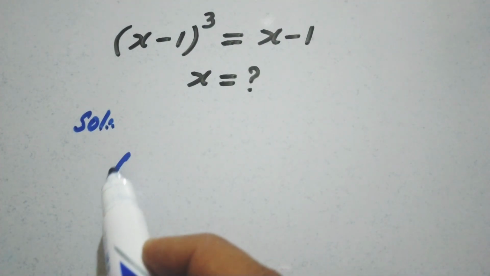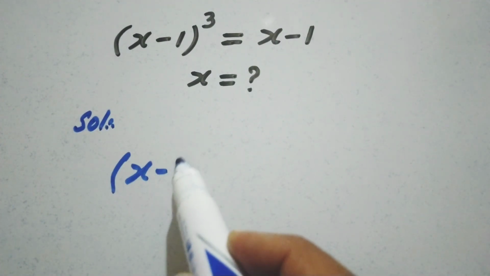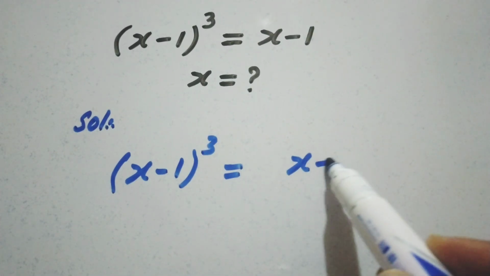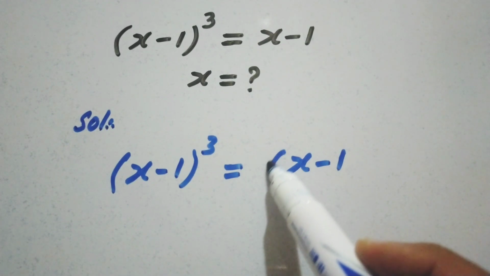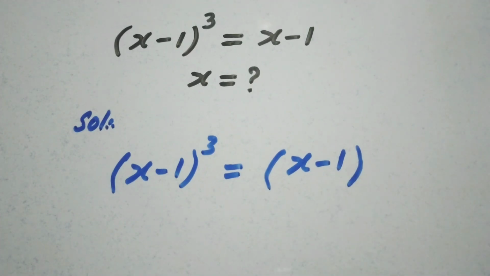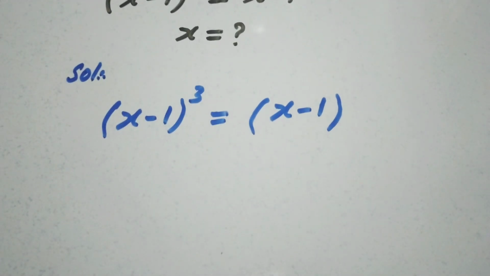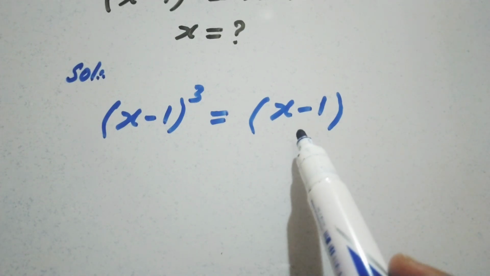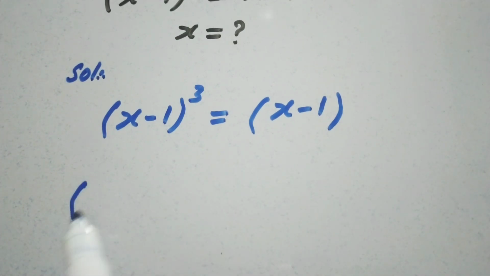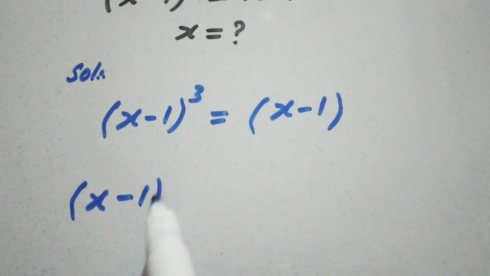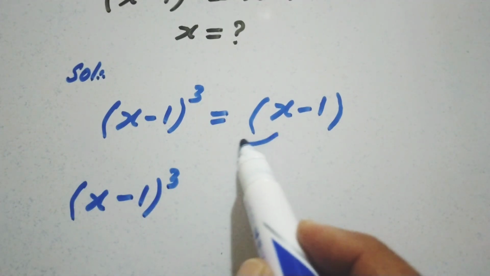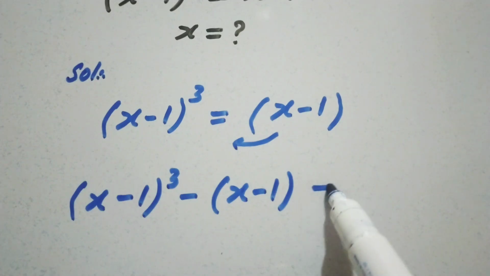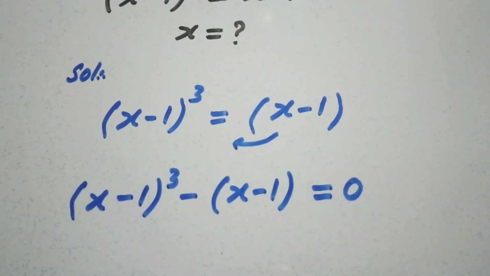First of all, (x − 1)³ = x − 1. By moving x − 1 from the right hand side to the left hand side, this will become (x − 1)³ − (x − 1) = 0.